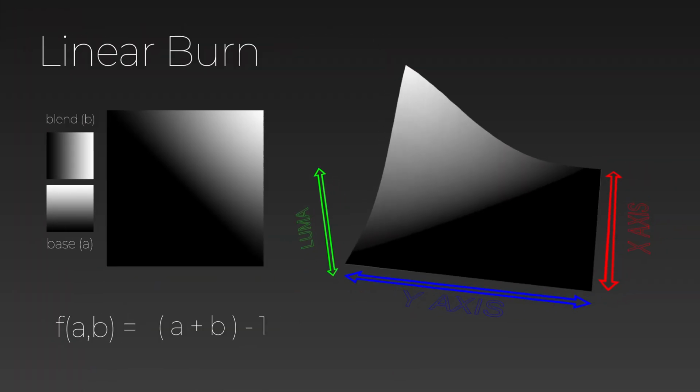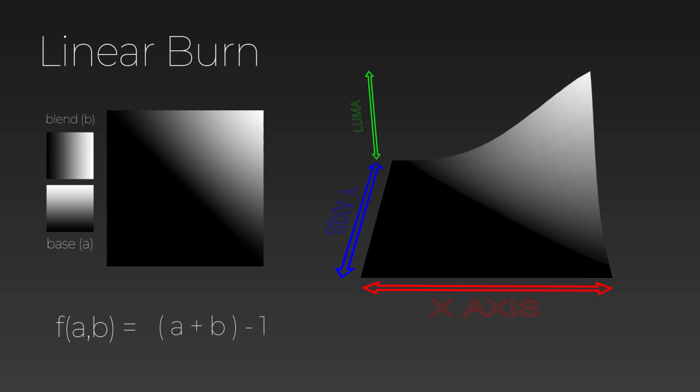The inverse of add or linear dodge is not subtraction. That's another mode for later. It's simply the sum of the two layers minus 1. And here every value below 0 is replaced with 0, black.